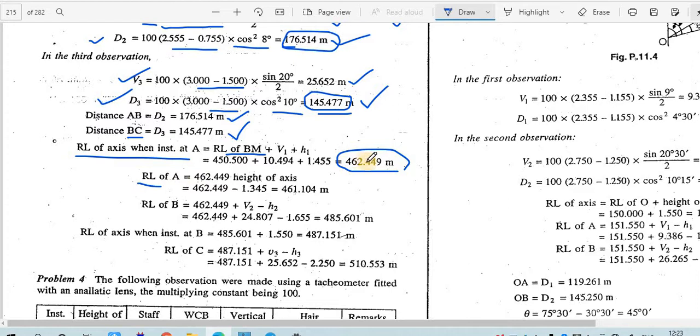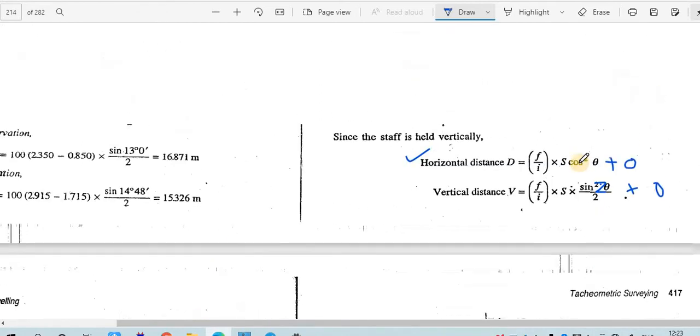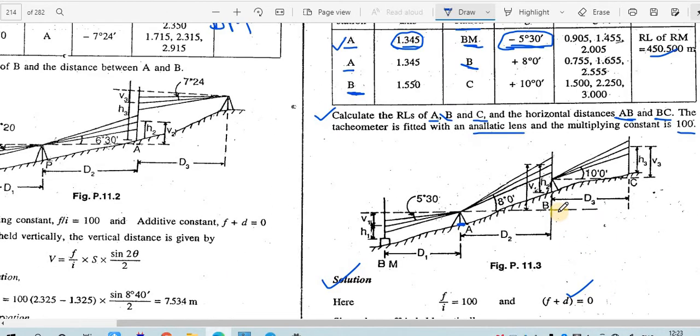462.449. RL of A will be what? 462.449 minus the height of instrument. It is coming out to be 461.104. After that, RL of B is required. So how can you calculate RL of B? You can go over here and see the diagram.